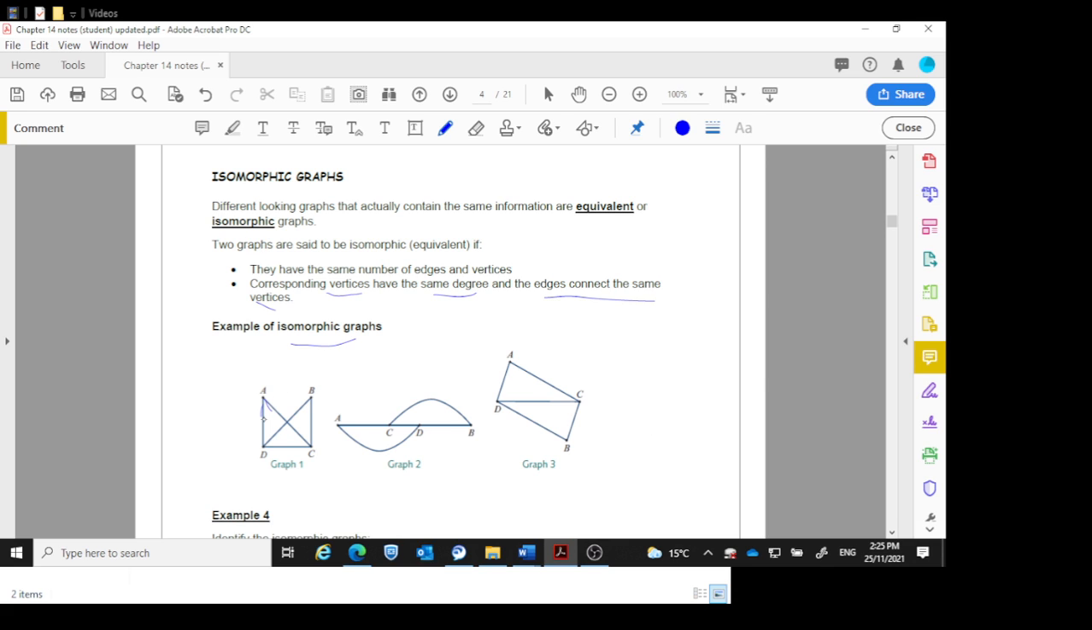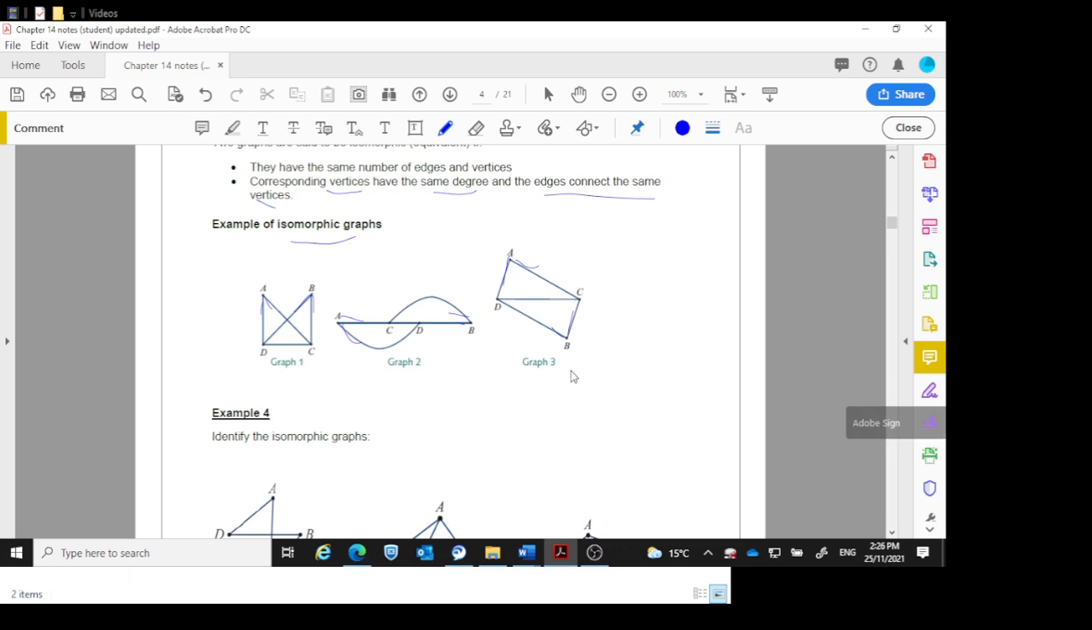A connects to C and D. B to C and D. And so on. They're all the same.